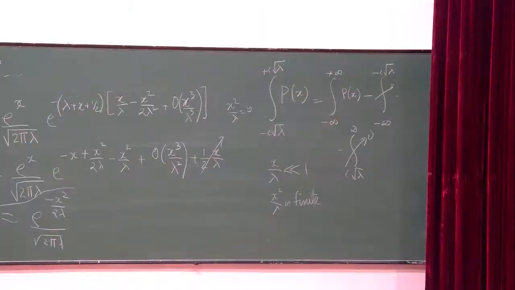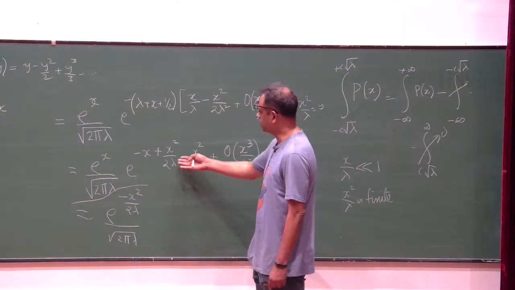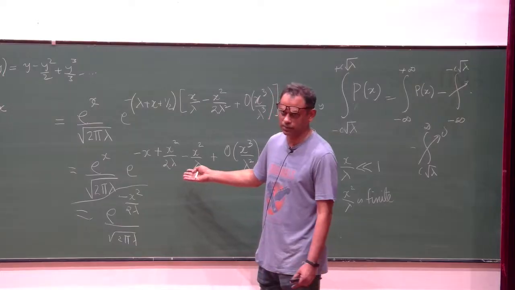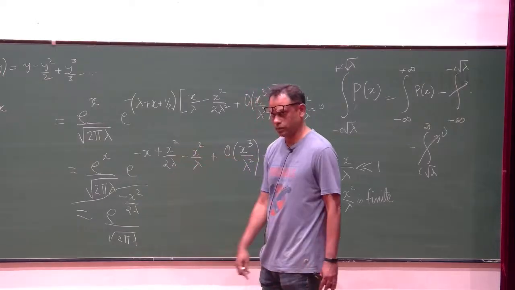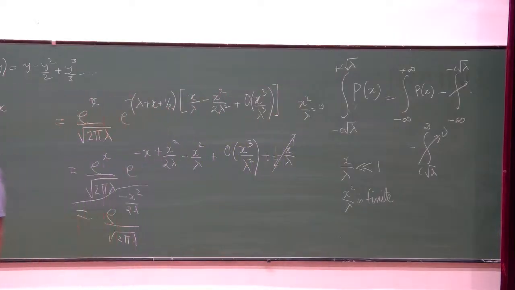Pi was x square by lambda finite? Because when we expanded, we got this as a leading term. If we didn't keep x square by 2 lambda finite, then we wouldn't have got a sensible answer here. We would have got either infinity or 0. So that is the only reason.